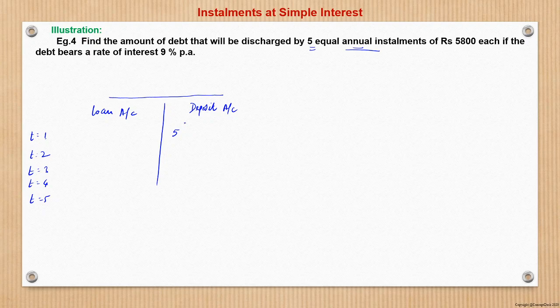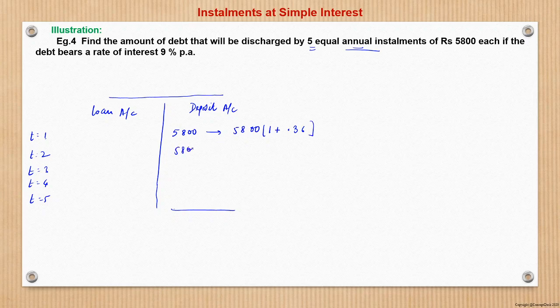First year annual installment is 5800. This will become 5800 into 1 plus, this will earn interest for 4 years because this is being deposited at the end of the first year, and we are checking the position at the end of the fifth year. So this 5800 will earn interest for 4 years. So 1 plus 4 into 0.09, so that becomes 0.36, right?